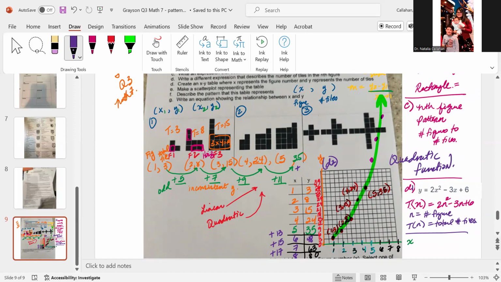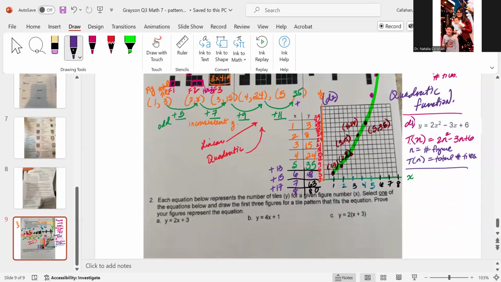Oh, that's stupid. Make a scatter plot representing the table. It's the same thing, really. So here's your E. Your scatter plot is just something like this, right? Here you're going to put N, which is the number of figures. What about D2? D2 is this part right here. Number of figures, you just put 1, 2, 3, 4, 5, 6. You can just stop at 6.